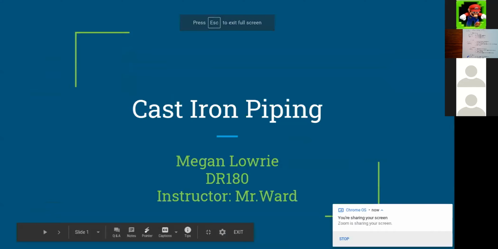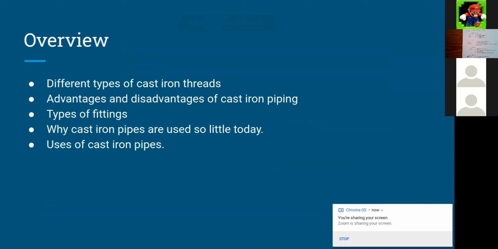So I'm going to be talking about cast iron piping. I'm Megan Lowry. This is DR180, and the instructor is Mr. Ward. An overview of what I'm going to be talking about is the different types of cast iron threads, advantages and disadvantages of cast iron piping, types of fittings, why cast iron pipes are used so little today, and uses of cast iron pipes.